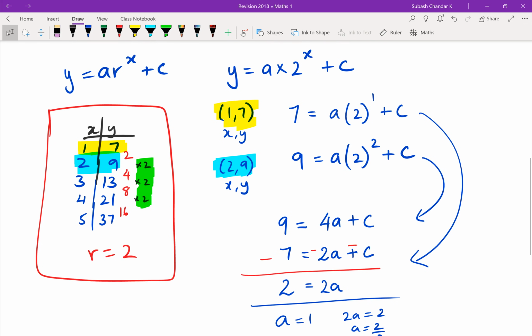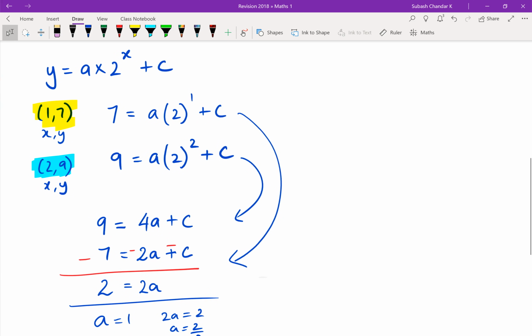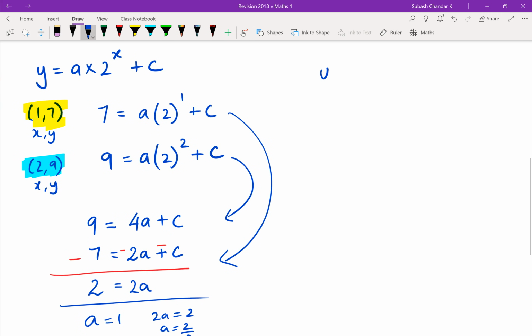So what I've figured out now is that y equals, with a equal to 1, 2 to the power of x plus c. Is that alright? I still need to figure out what the c value is.